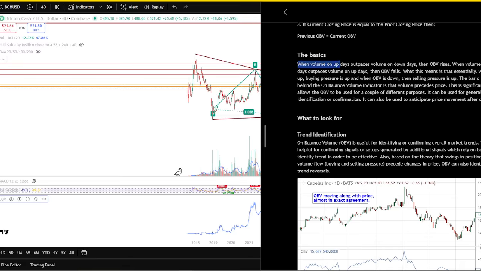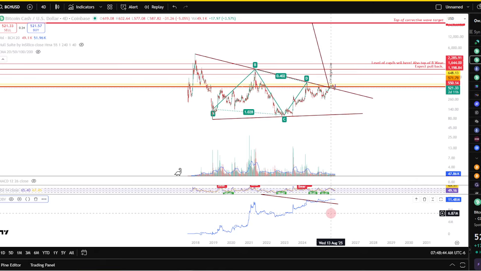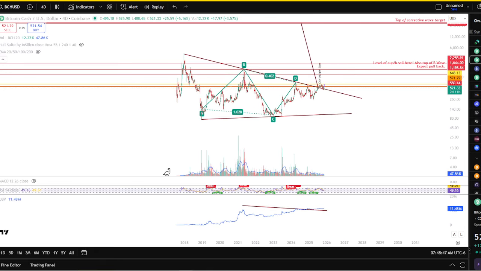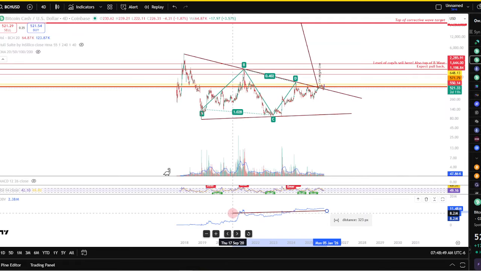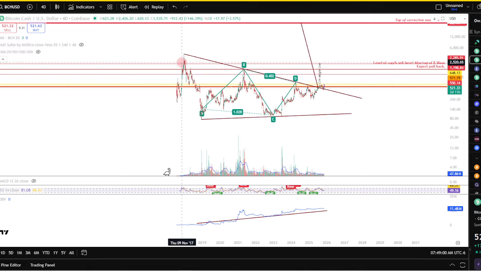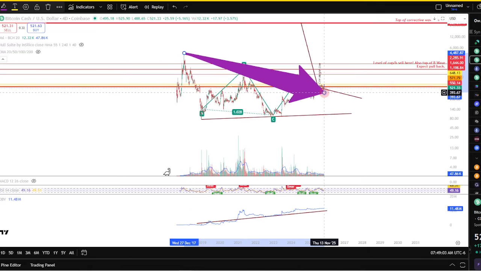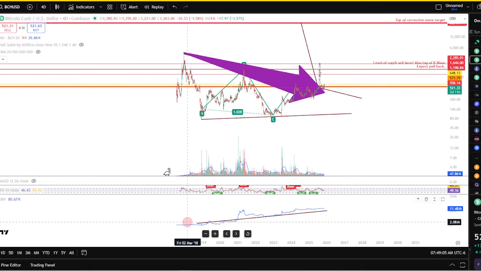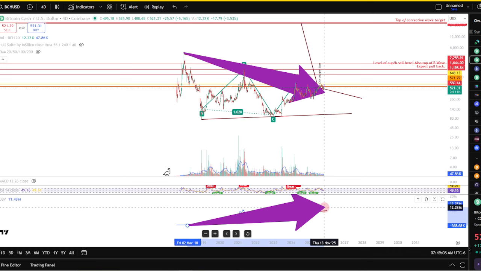So basically, the basics: when the volume on up days outpaces volume on down days, then OBV rises. When volume on down days outpaces volume on up days, it falls. So as it's rising, there are more people buying than selling. And look at this. We have our trend here going down, right? Yet the OBV is going up.